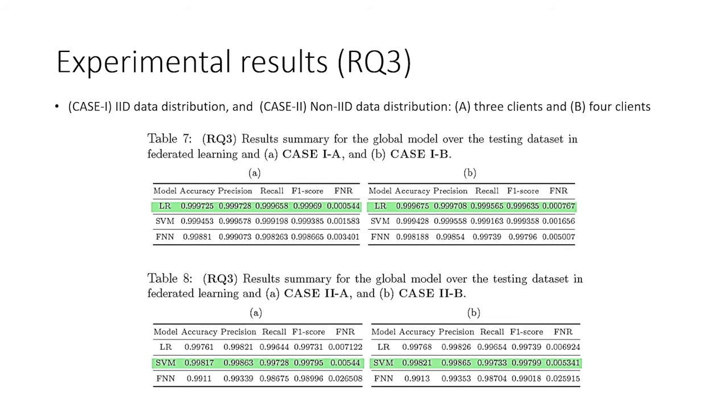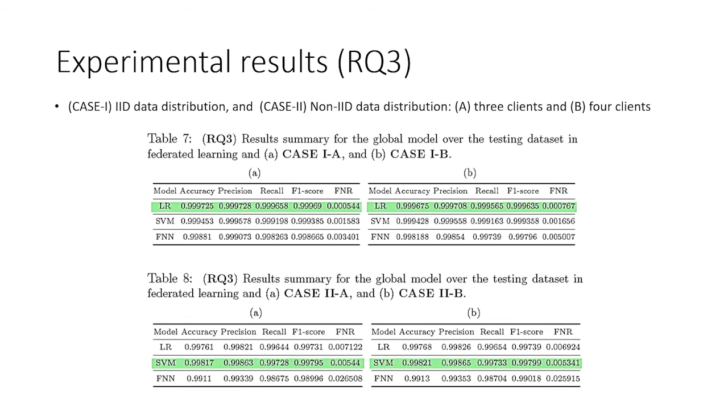The second case is the non-IID data distribution, and here the non-IID distribution is due to label distribution skewness. Then we have two subcategories, A and B, based on the number of clients. A is for 3 clients and B is for 4 clients. For 3 clients, client 1 has normal and WannaCry samples. Client 2 has normal and Petya, as well as Bad Rabbit. Client 3 has normal and PowerGhost samples.